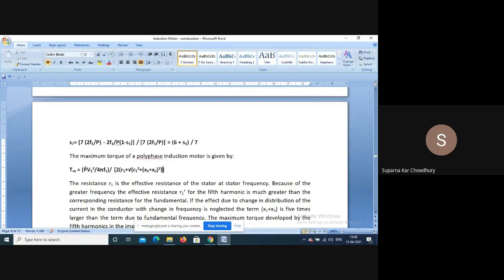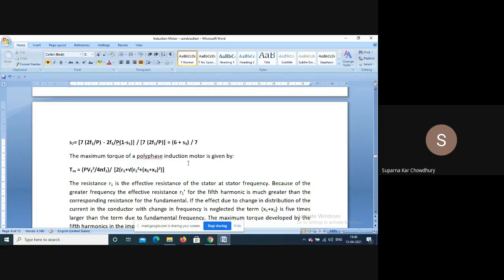So the maximum torque of the machine, if you remember, will be p V1 square by 4 pi f1. Now 4 pi f1 by p is basically 1 by omega s. So divided by 2 into r1 plus root over r1 square plus (x1 plus x2) whole square, where this is the total inductance and r1 is the effective resistance of the stator.